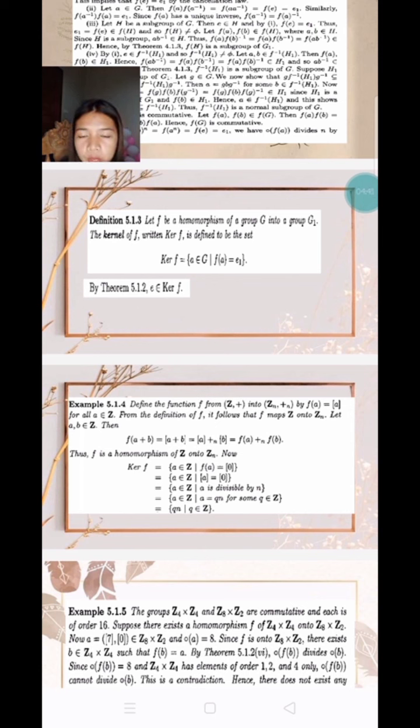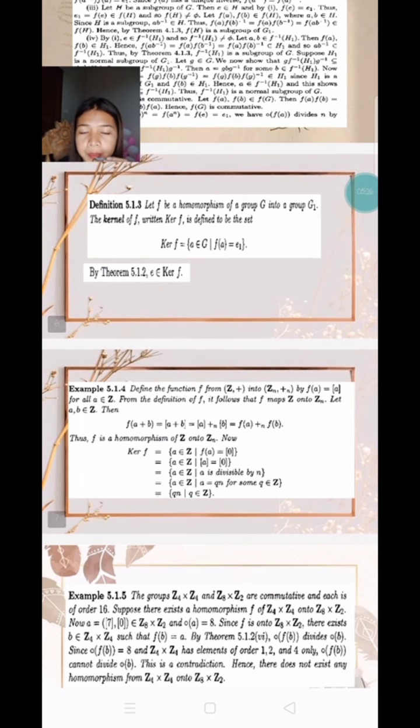Example 5.1.4. Define the function f from Z into Z sub n by f(A) equal to the class of A for all A an element of Z. From the definition of f, it follows that f maps Z onto Z sub n. Let A, B be elements of Z. Then f(A plus B) is equal to the class of A plus B.